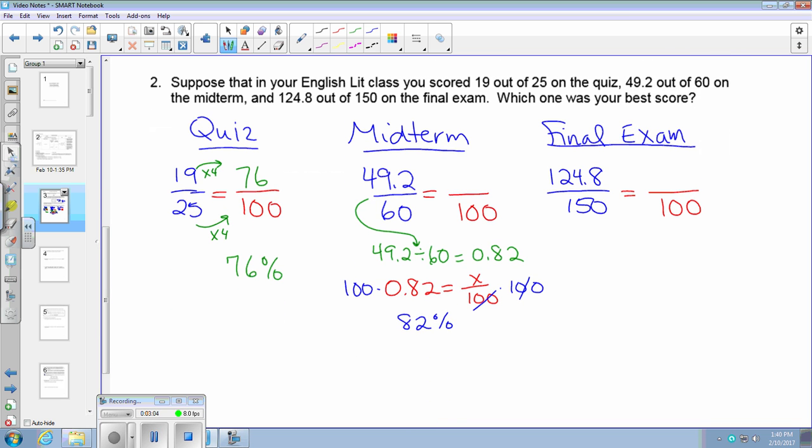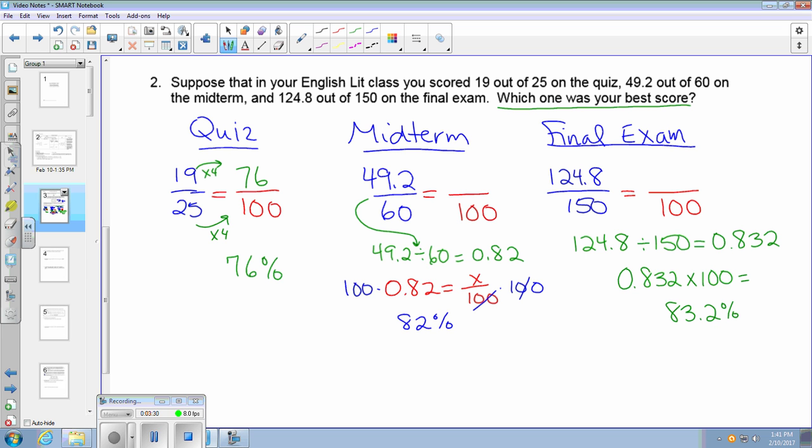All right, so if we do the same thing on this last one, take 124.8 divided by 150, we get a decimal 0.832, and we're just going to multiply that by 100. And that gives us a score of 83.2%. So we can see that you did the best on your final exam. So which one was your best score? That was your final exam. So again, converting them to a fraction that has 100 in the denominator makes that comparison a lot easier.